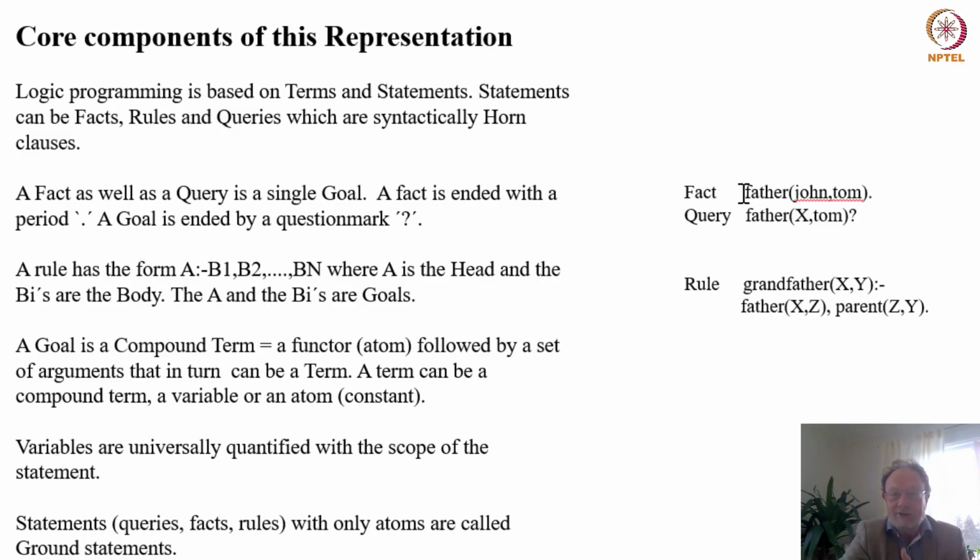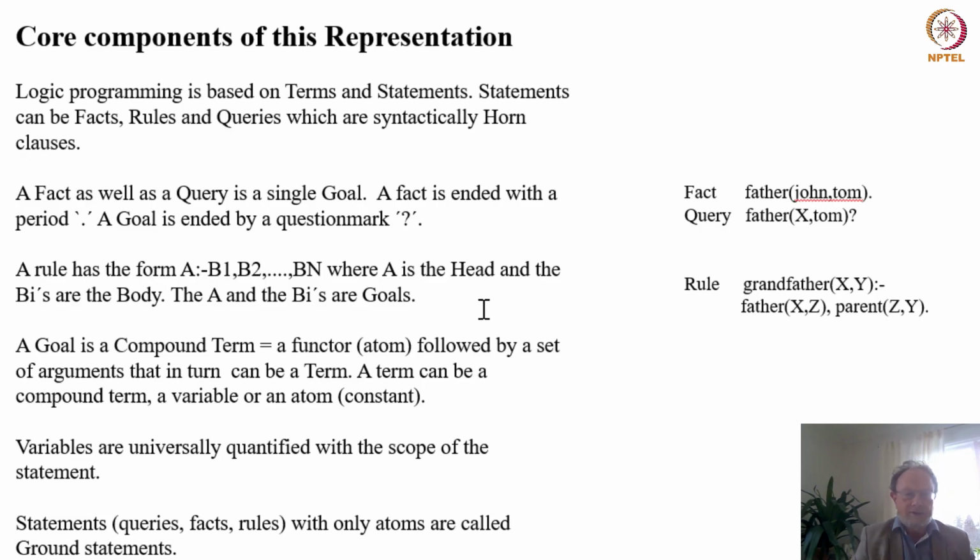So you can see to the right, a fact is like father, John is the father of Tom. And a query can be X is the father of Tom. Please give me X. That's how it should be interpreted. So syntactically similar, but with a very different function. So a rule has the form A is implied by B1, B2 to Bn, where A is the head and the B's are the body. And all these, the A's and the B's, are goals.